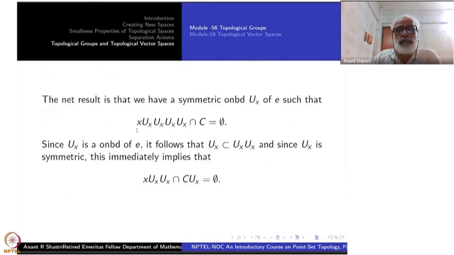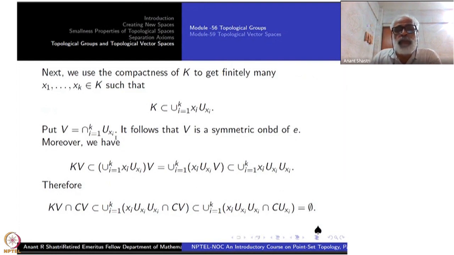Because this finite intersection is open, and because each Uxi is symmetric. Symmetric means what? The inverse of Uxi is Uxi. So the intersection will also have that property. It follows that V is a symmetric open neighborhood of E. Moreover, we have K times V is contained inside the union of xi Uxi times V. I am replacing K by this union, then I push this V inside the bracket, so it is a union of xi times Uxi V.